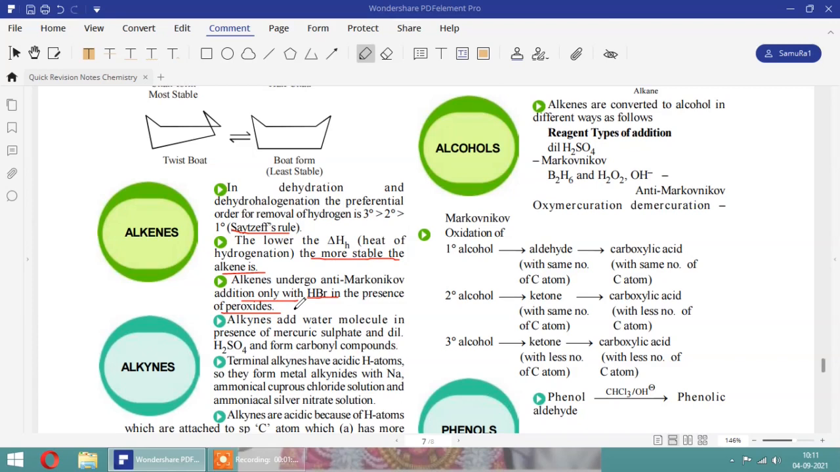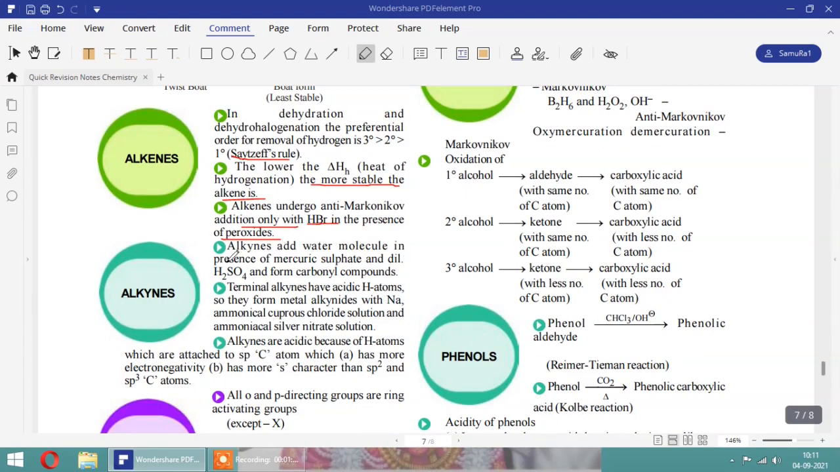Alkynes. Alkynes add a water molecule in the presence of mercuric sulfate and dilute sulfuric acid to form carbonyl compounds. Terminal alkynes have an acidic hydrogen atom, so they form metal alkanides with sodium, ammoniacal cuprous chloride solution and ammoniacal silver nitrate solution.